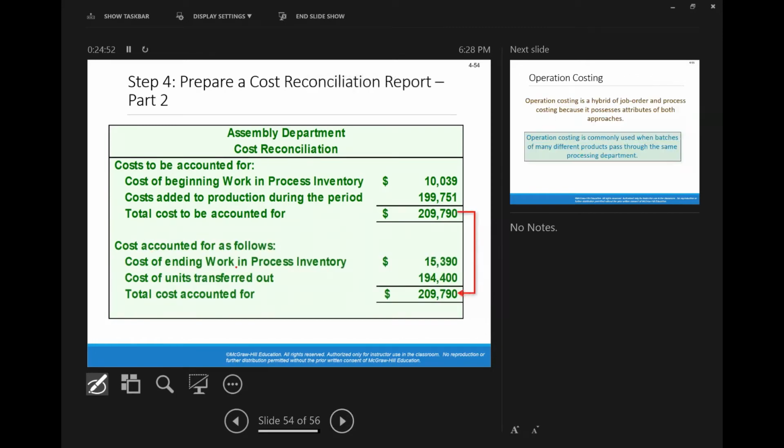So we have the cost ending in the work in process is 15,390, which we had from that calculation that we did. And the cost that was transferred out is the 194,400, which was those 5,400 units that were completed. So the total is 209,790 and they reconcile. So we have everything in check. All the costs are accounted for.